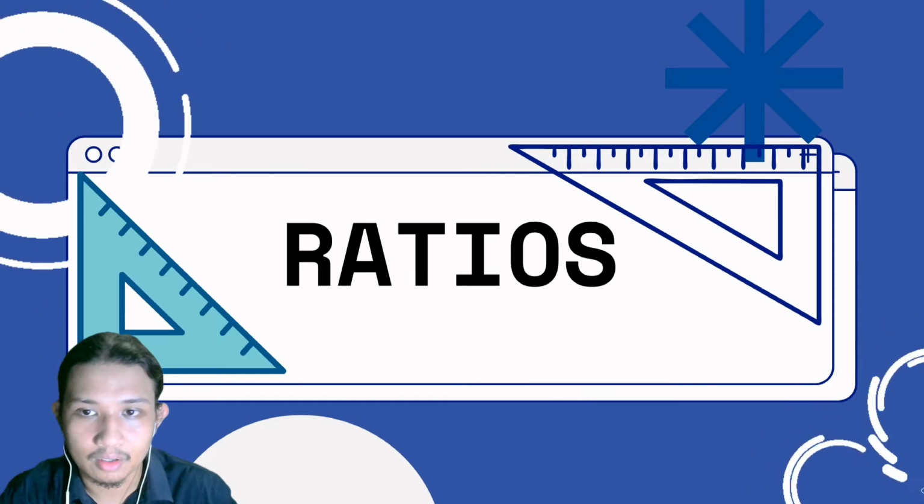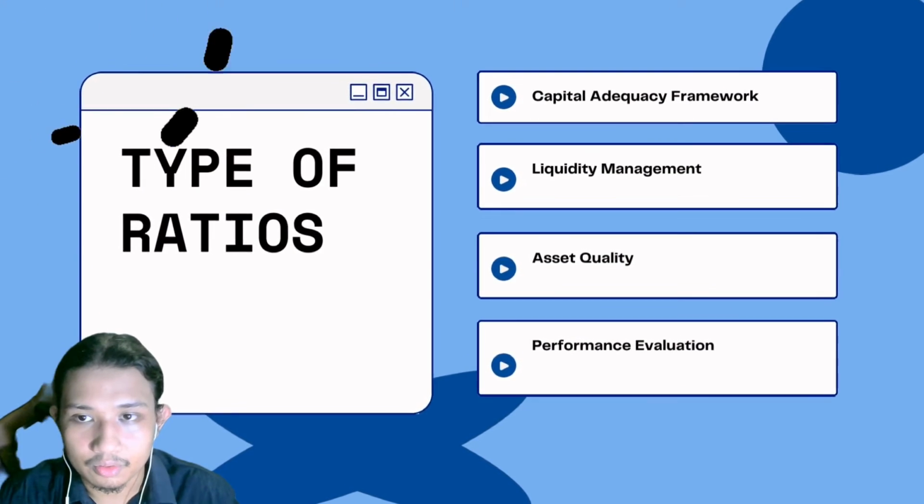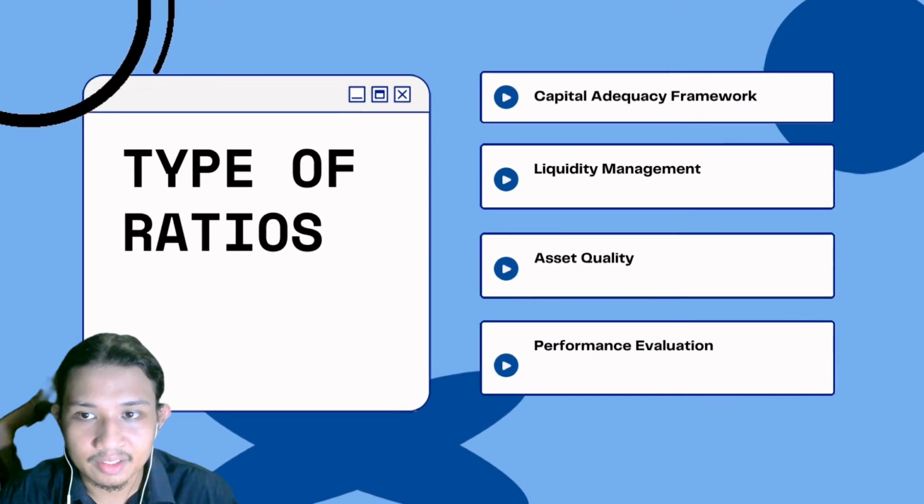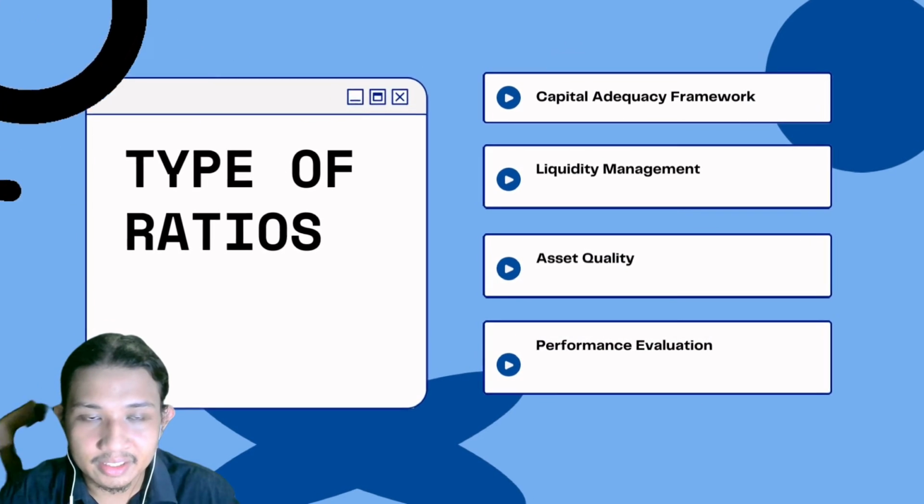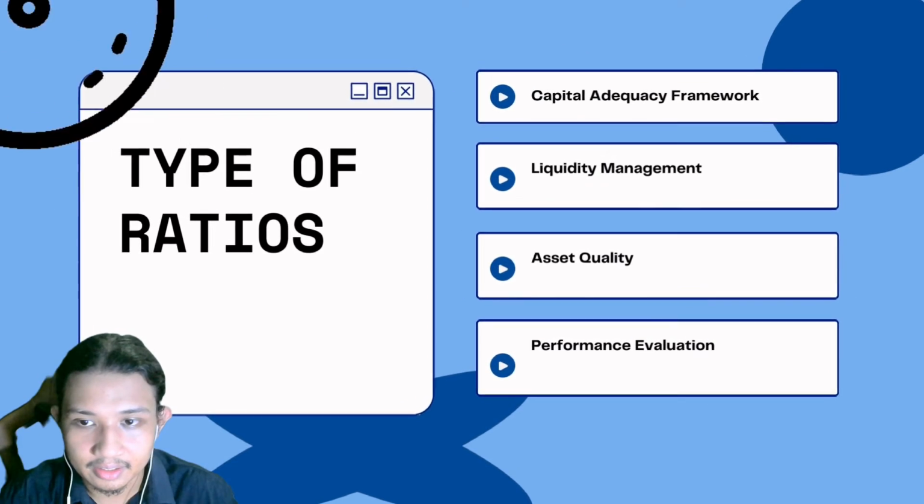I'm going to present about ratio. Okay, there are 4 types of ratio. First is capital adequacy framework, then liquidity management, asset quality, and last is performance evaluation.